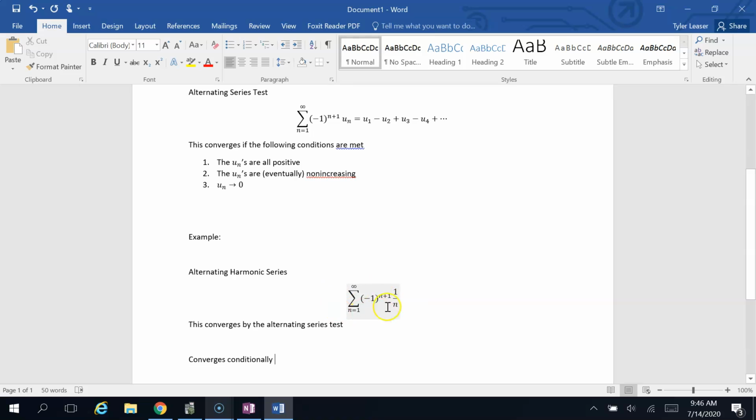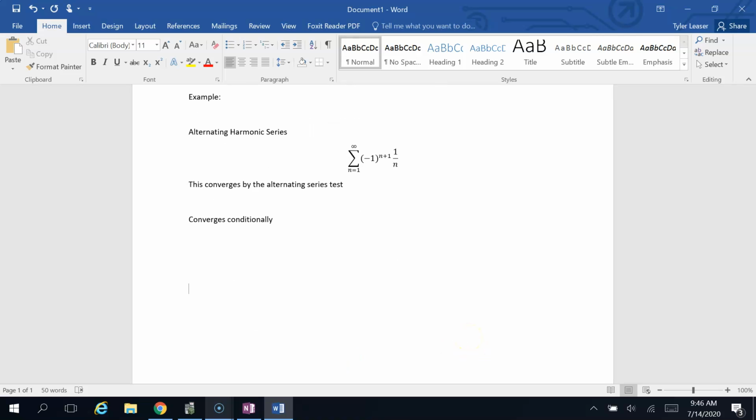It converges when it's alternating like this, but if you were to take this -1 term away, then you would just have the regular harmonic series, which remember diverges. So this does not converge absolutely. This converges conditionally because it only converges when it's alternating.